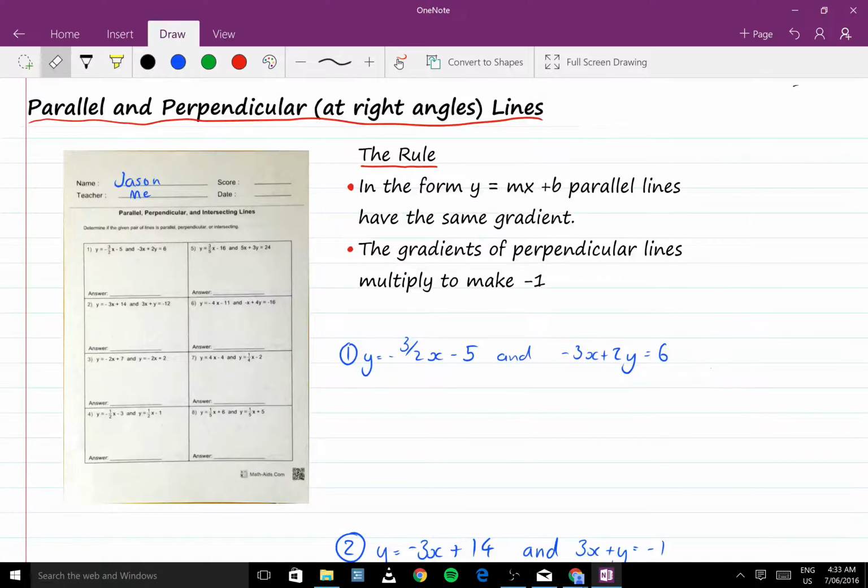Hello guys and girls, today we're looking at parallel and perpendicular lines.